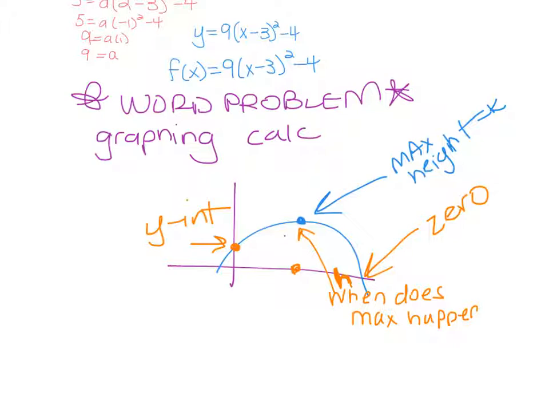Right. So when it asks for the max height or the minimum, would it be from the vertex? Yes, you'd be using the vertex. But when you're on the graphing calculator, you'll go max or min, because there's no vertex on the graphing calculator. So that's going to be your first question on the graphing calculator, a word problem in which you're answering questions based on it.